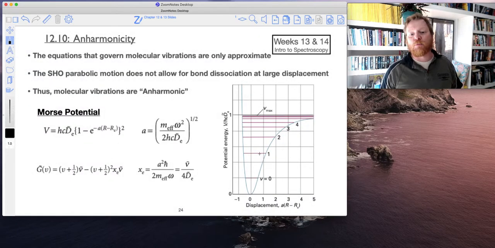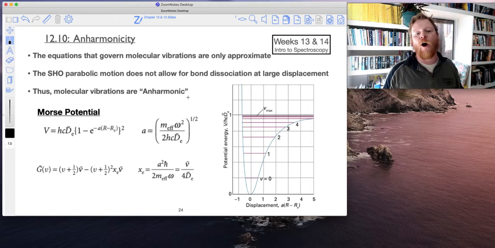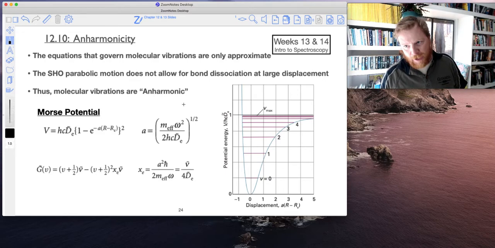So now let's get into this Morse potential here. The equations that govern molecular vibrations are only approximate, right? That's the rigid rotor model, or sometimes also called the simple harmonic oscillator model. The simple harmonic oscillator's parabolic motion does not allow for bond dissociation at large displacement, as I showed in the previous slide. So molecular vibrations are what we call anharmonic.